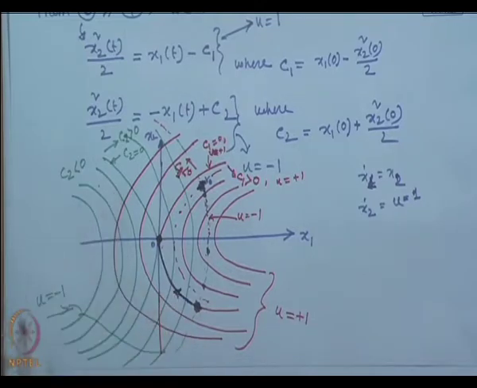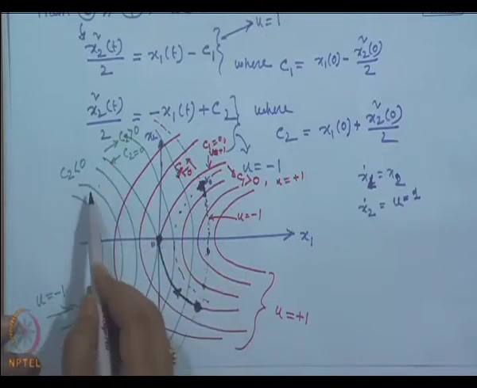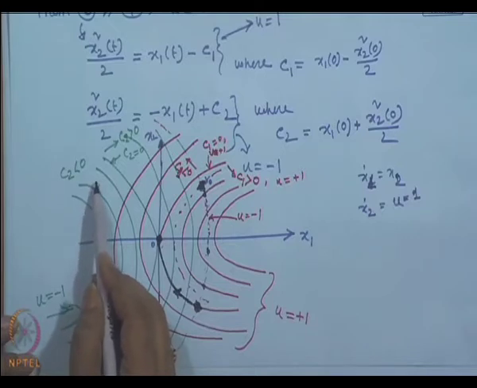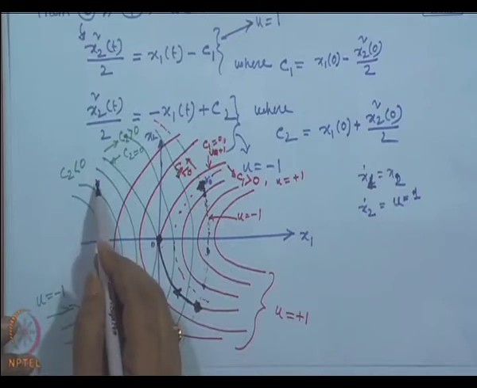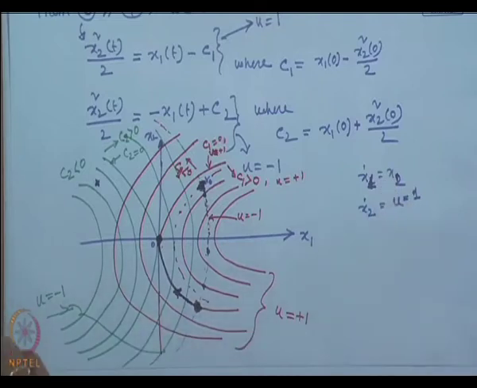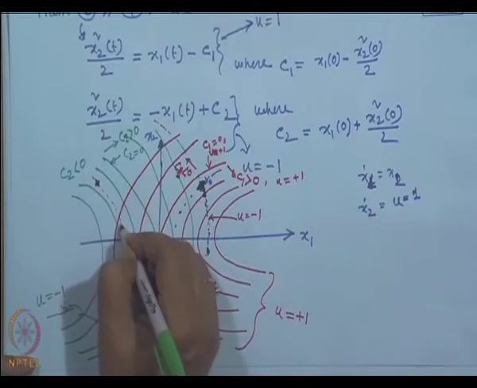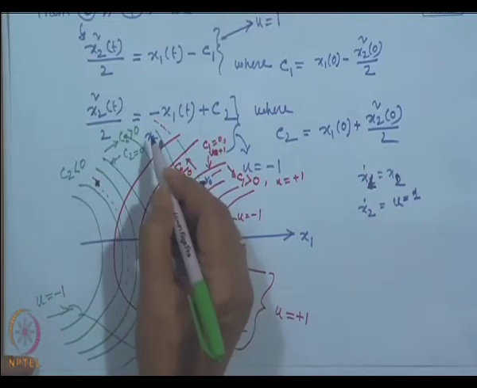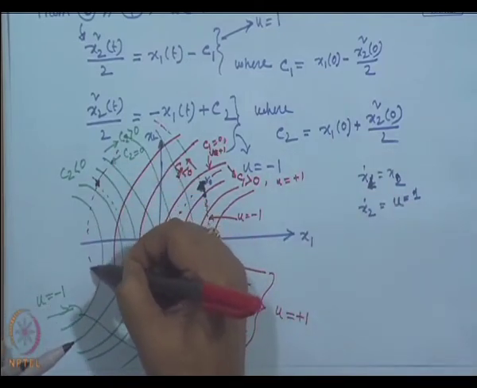Now, what about this one? In this case, suppose our point is here, agree. So our initial point is here. What is the value of our state? x2 is positive, x2 is positive. So what is this? x1 should increase. So once again, it may fall on this dotted line, it may fall along this dotted line.